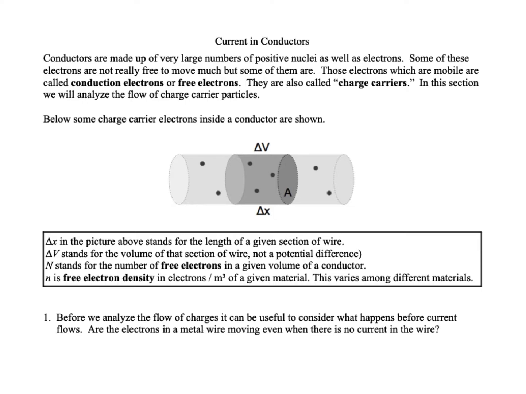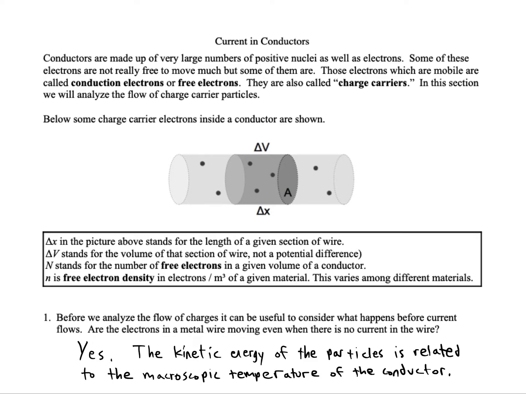Before we start analyzing the flow of charges, it's useful to consider what happens before current flows. Are electrons in a metal wire moving, even if there's no current in the wire? The answer to this question is yes. The kinetic energy the particles possess will be related to the macroscopic temperature of the conductor. The higher the temperature, the more kinetic energy the particles have. And the particles can have vibrational, rotational, and translational kinetic energy.